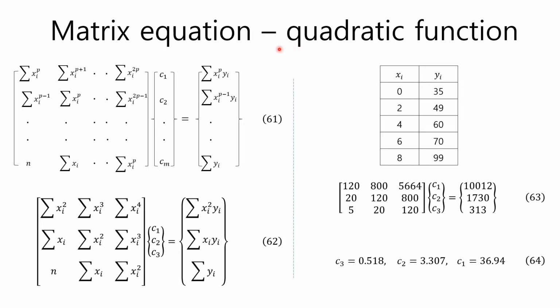For example, if the system function is a quadratic function, the matrix expression of the normal equation can be expressed as equation 62 by referring to equation 61 obtained previously. By substituting the data xi and yi used in the previous example into the normal matrix equation 62, equation 63 can be obtained. By solving the matrix equation of equation 63, the result of equation 64 can be obtained. It can be seen that this result is the same as the result of equation 55 calculated previously.